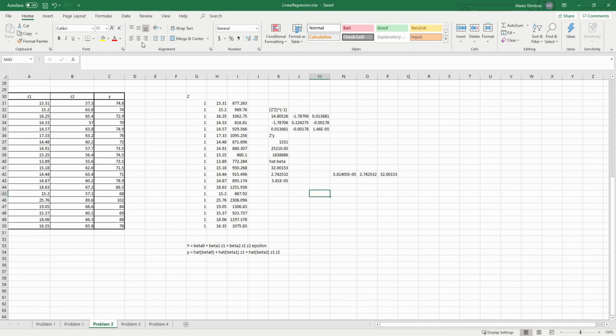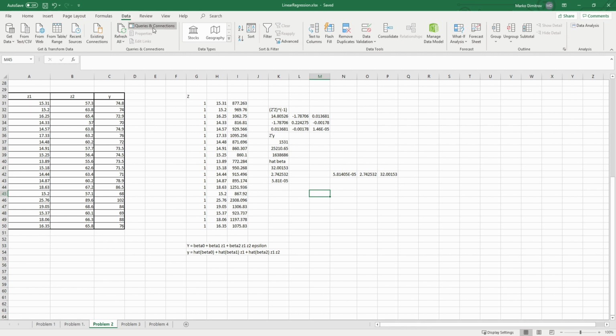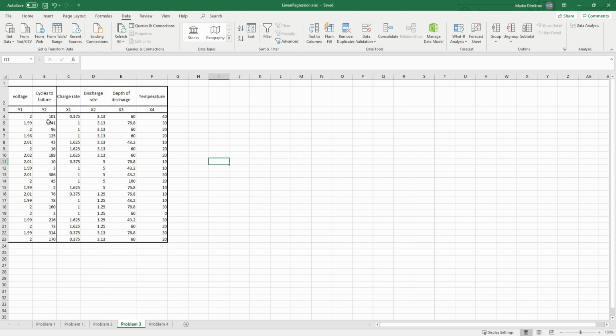There is another way to use regression in the tab data. You can click on data analysis there, and you can find the regression. You cannot see this on the screen, but you can find the regression and do it from there, but it should return the same. And let's go to the multivariate multiple regression, where we have 2 responses and let's say 4 variables.